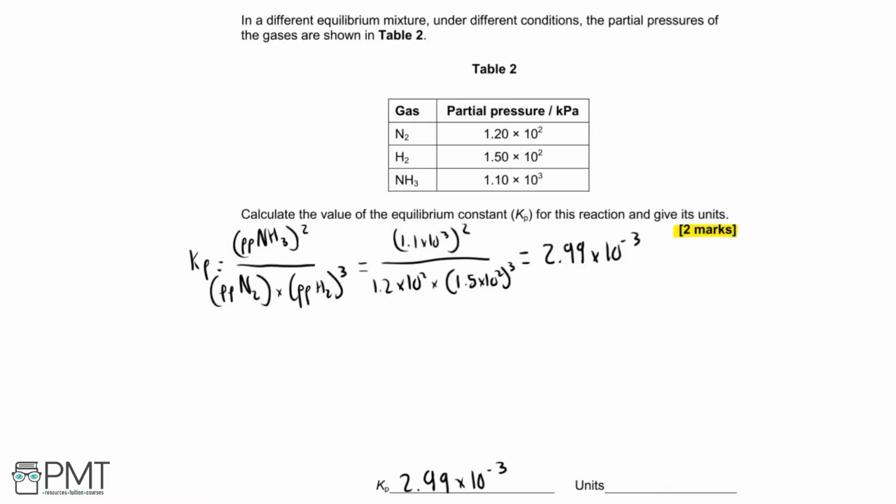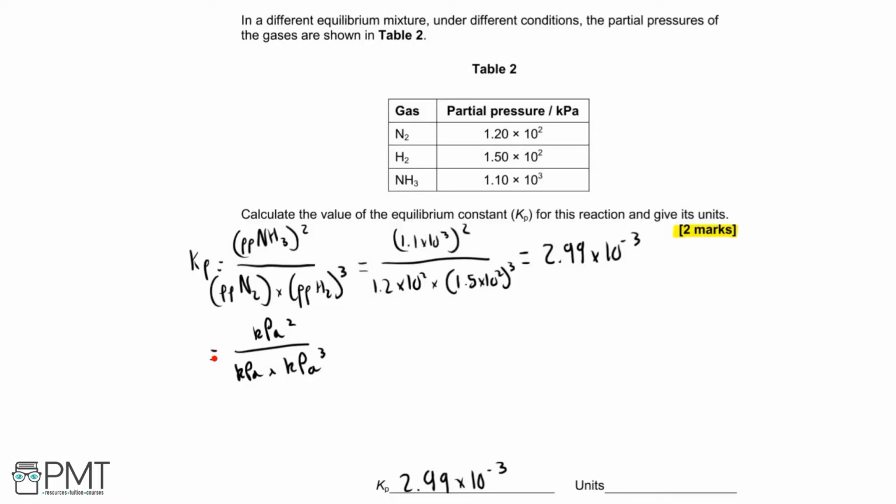However, we still need to work out our units, which is a little more complicated than just going to be kilopascals. The way we need to find our units is by substituting into our Kp equation once again, but this time using the units involved in each of these. So each of these partial pressures is measured in kilopascals. So what we will do is write it out once more with kilopascals squared over kilopascals multiplied by kilopascals cubed.